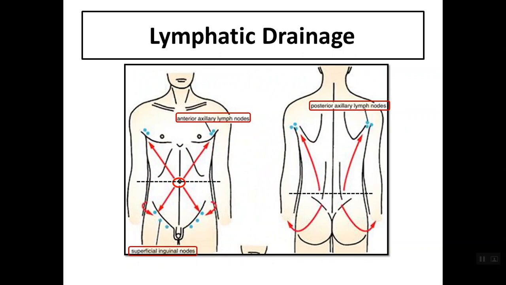Lymphatic drainage of the anterior abdominal wall. We can regard the umbilicus as a landmark for the blood supply and for the lymphatic drainage. The area of the anterior abdominal wall above the umbilicus will drain into the anterior axillary lymph nodes, which are located near the pectoralis muscle, while that below the umbilicus will drain to the superficial inguinal lymph nodes.